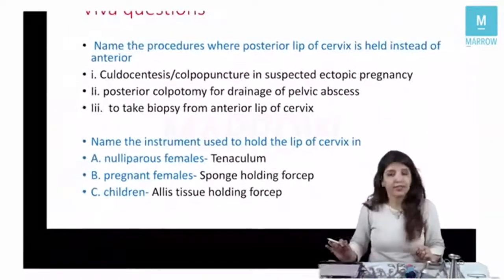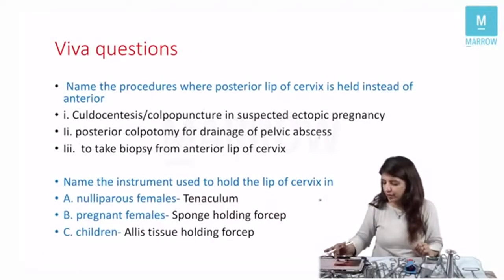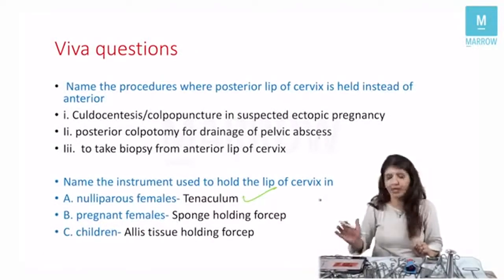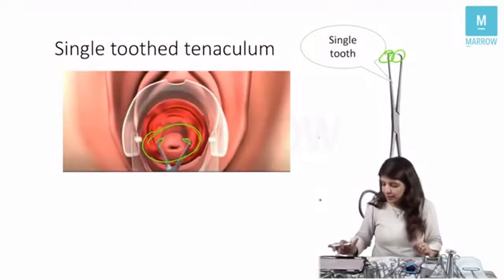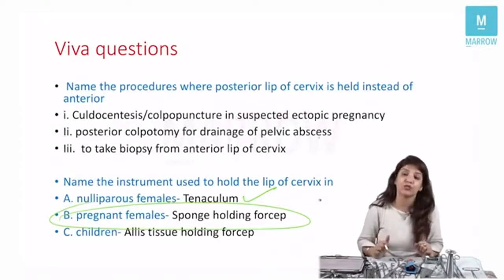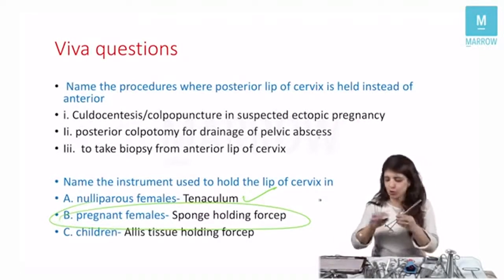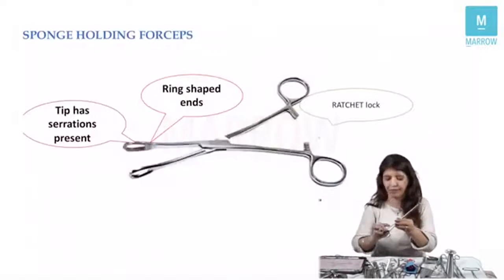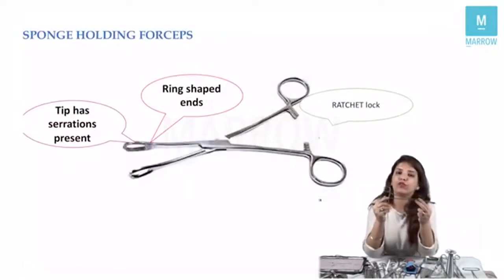Now, in this slide, I have told you about the tenaculum, how to identify it. Tenaculum is single toothed, rest everything is like your vulsellum. Now, in this slide, I told you for holding the lips of the cervix in a pregnant female, you use a sponge holding forceps. So let's have a look at how a sponge holding forceps looks. This over here is a sponge holding forceps.